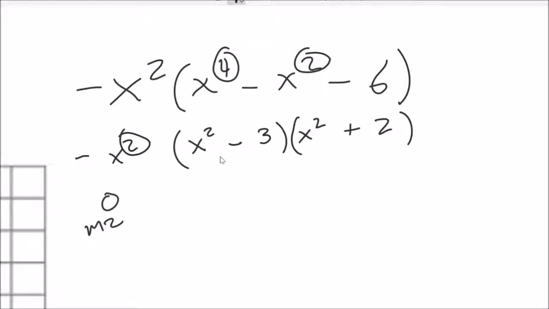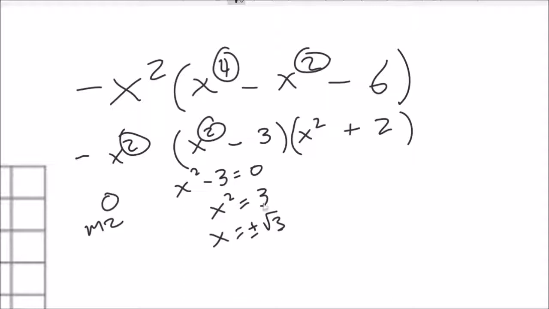What about this one? It's not 3. Remember, we need to actually solve it. So x squared minus 3 equals 0. So x squared equals 3. And x equals plus or minus root 3. The total multiplicity was 2. So each of these has a multiplicity of 1.